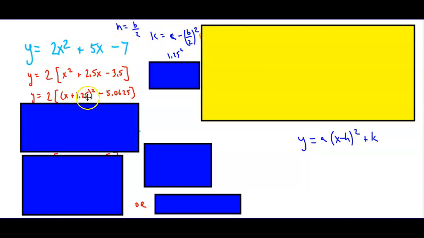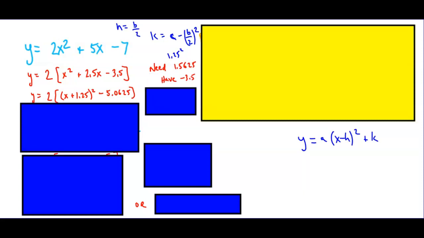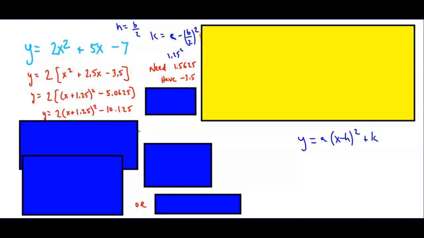So when you square the 1.25, you get 1.5625. But what we have is -3.5, not -7. -7 was in the original problem. We're comparing it to this one. And so how far short are we? We're short by 10.125 units. No, we're short by 5.0625 units.